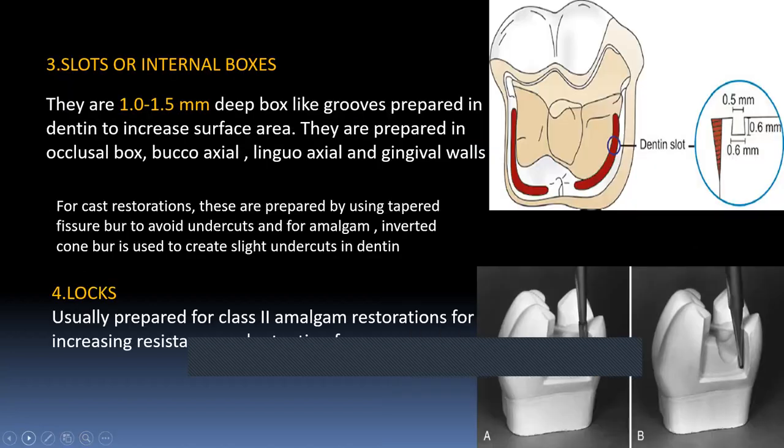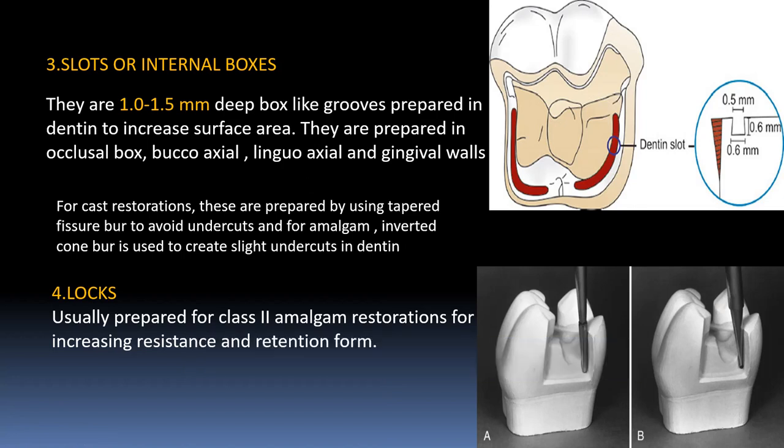Then the other one is a slot or internal block. These are 1 to 1.5 mm box-like grooves which are provided in the dentine to increase the surface area. They are prepared in the occlusal box, the lingual axial line angle, or the gingival walls. And the other one is the locks, as we can see in the diagram. They are prepared in class 2 amalgam restorations for increasing the resistance and retention form.